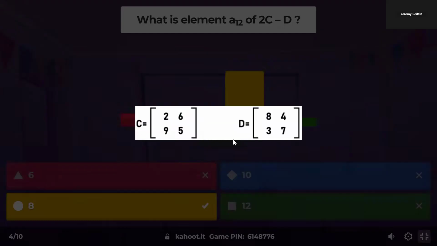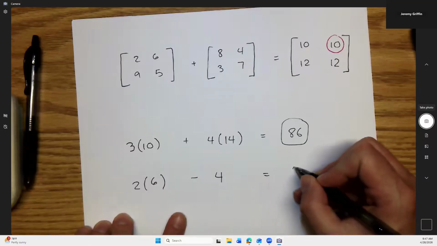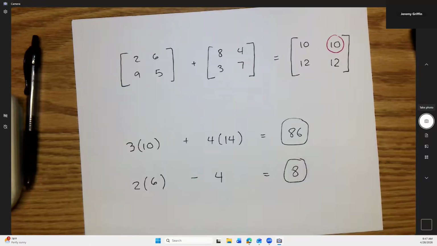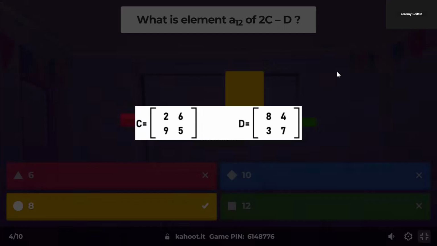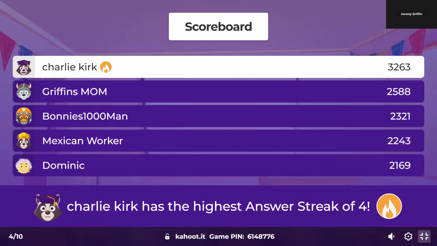All right, good. So 2C minus D, we're just focused on element 1, 2. So 2 times 6 is 12, minus 4. 12 minus 4 should be 8. All right, you guys good so far?